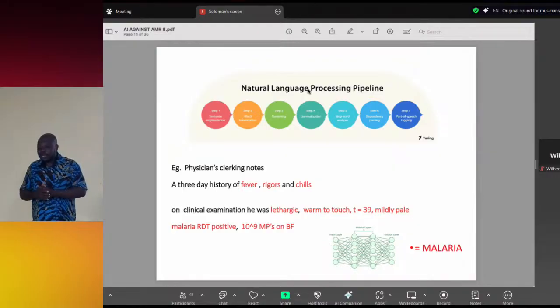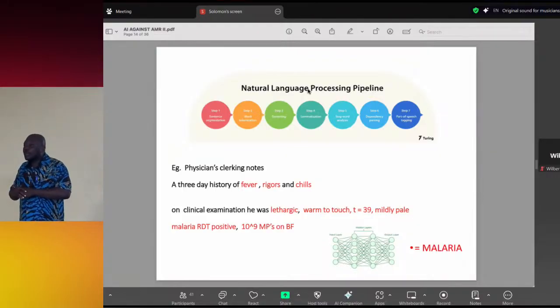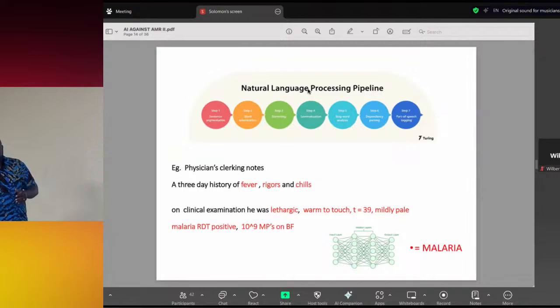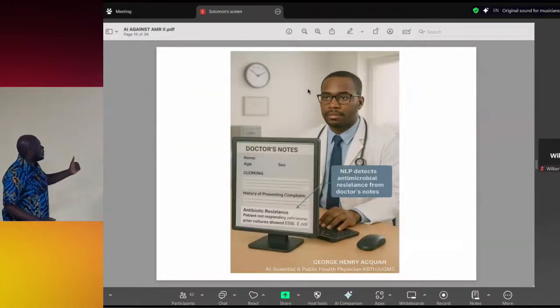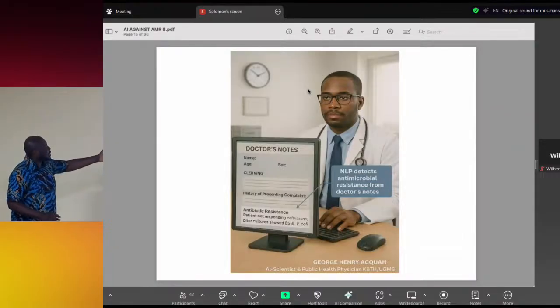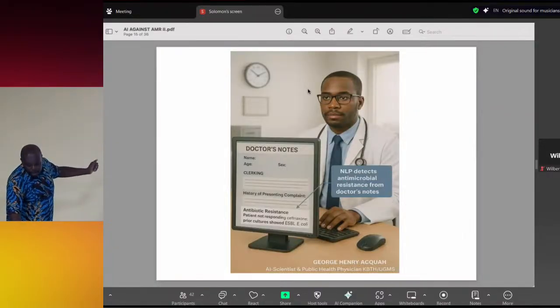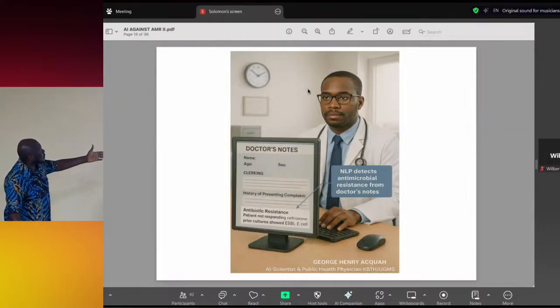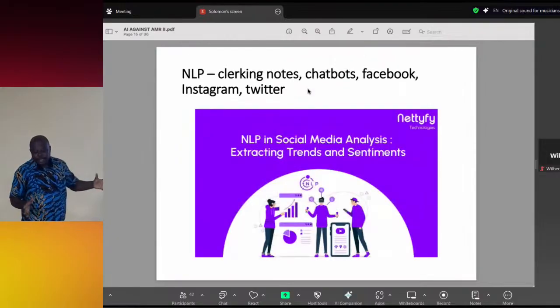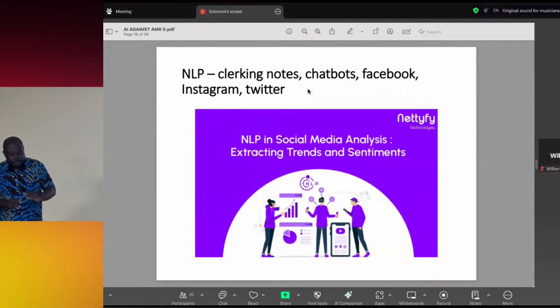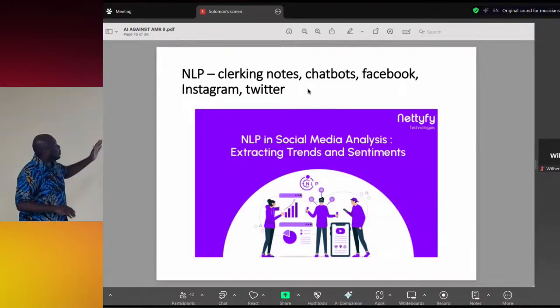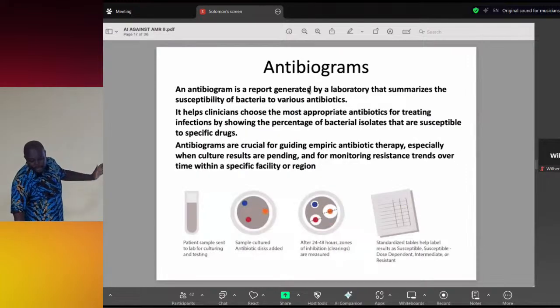So in this day and age where ChatGPT is readily available, there's no question of waiting to go to the lab or lab being absent. Doctors should simply upload these notes onto ChatGPT and resistance can be detected. As we can see over here, a doctor detecting resistance from notes just by reading, the NLP going through the statements, and the patient is not responding to this drug. We've already picked up resistance. So these are ways in which AI can help to mitigate resistance. Social media, we've already talked about this. NLP can observe trends in social media analysis, clinical notes, chatbots, etc., and pick up resistance very early.